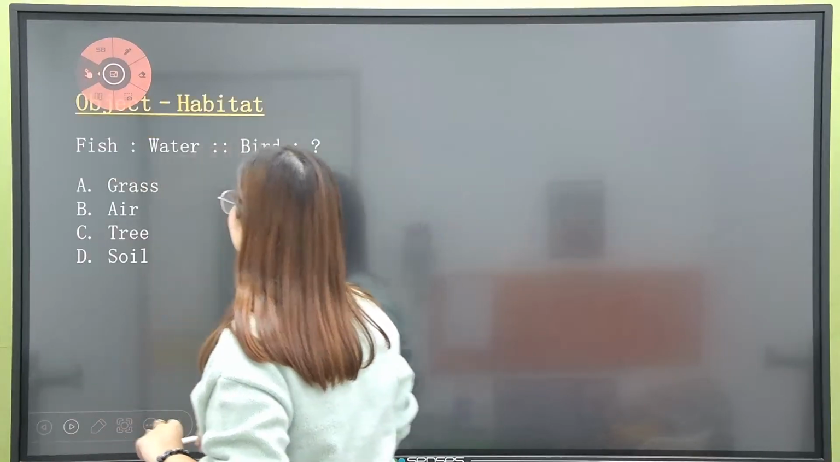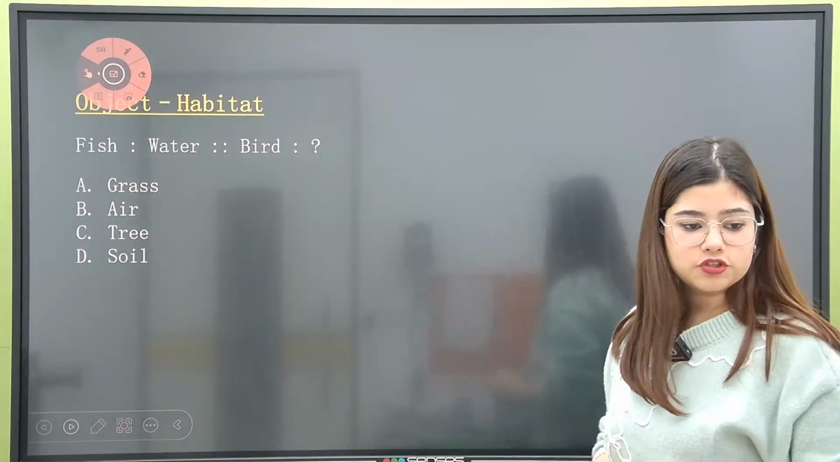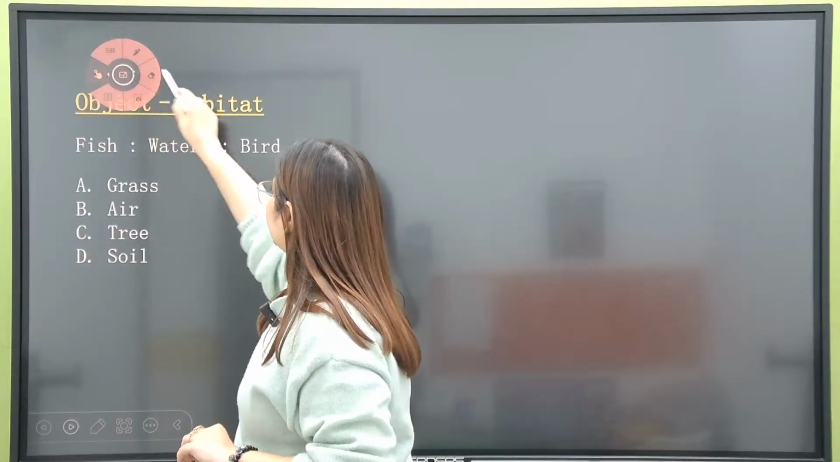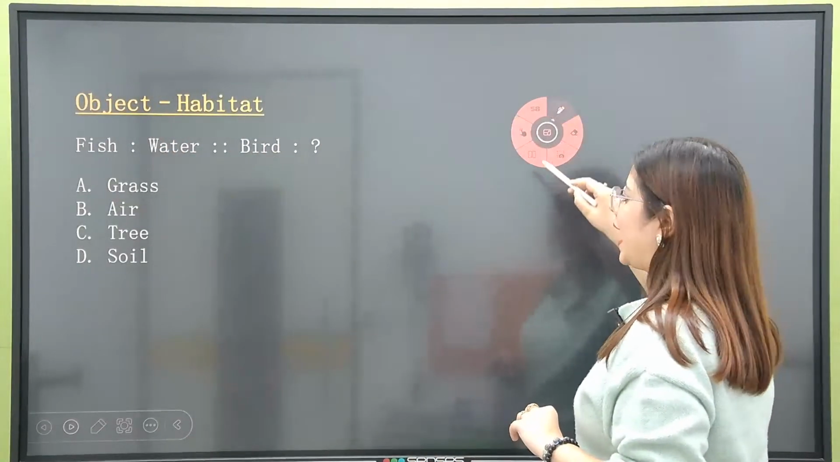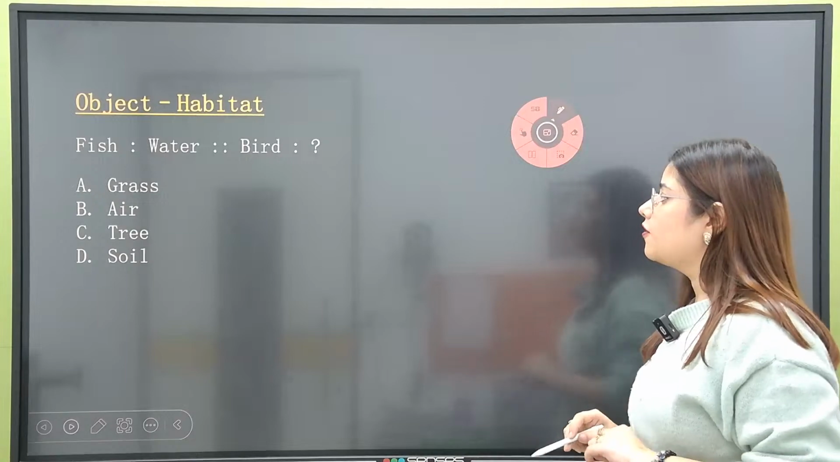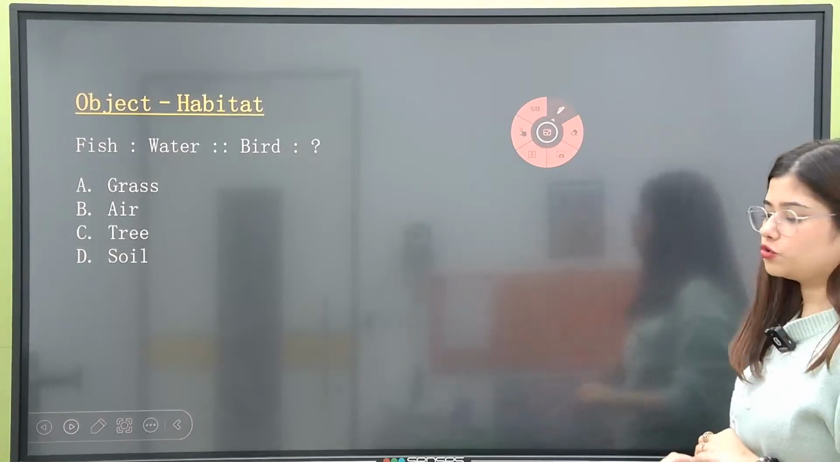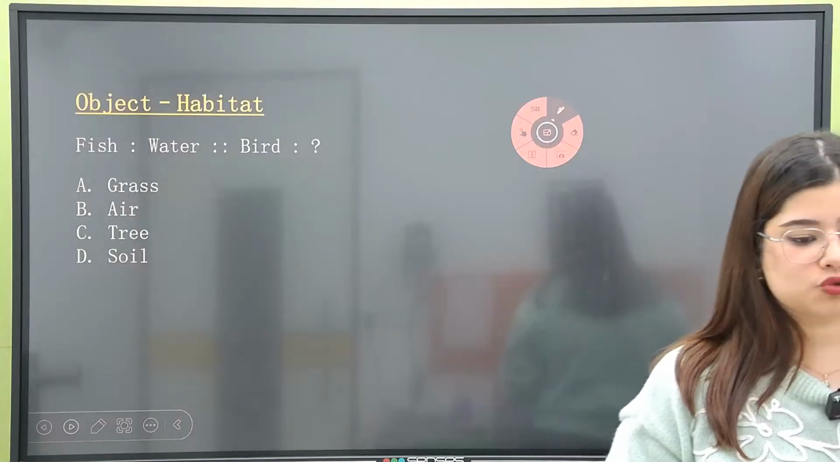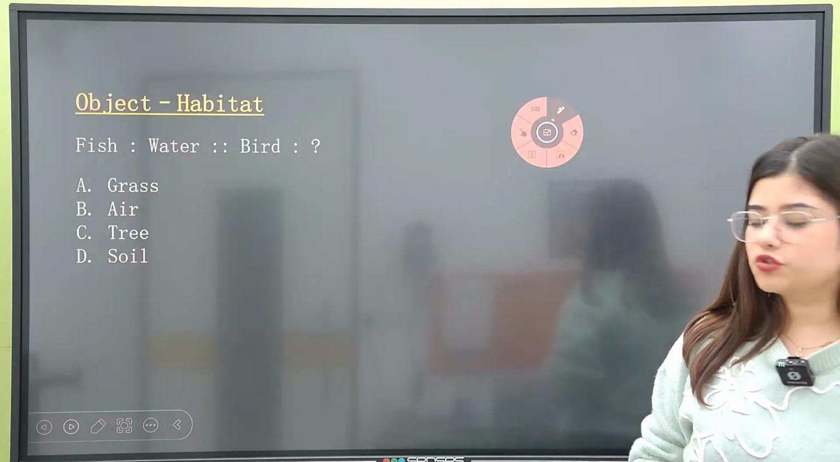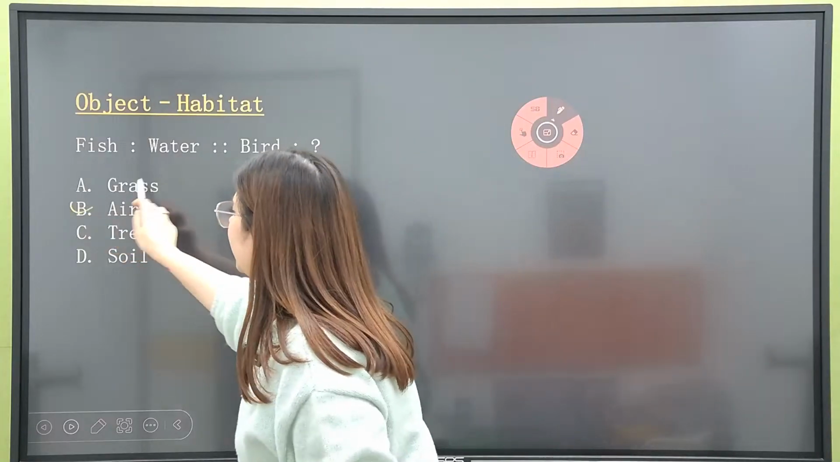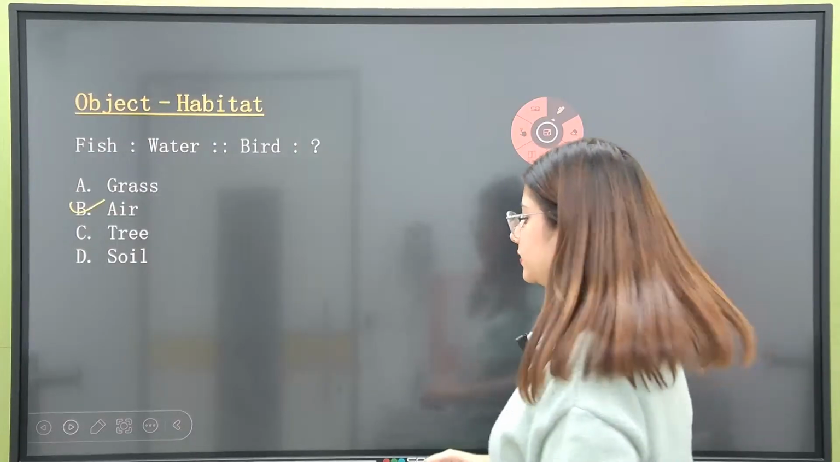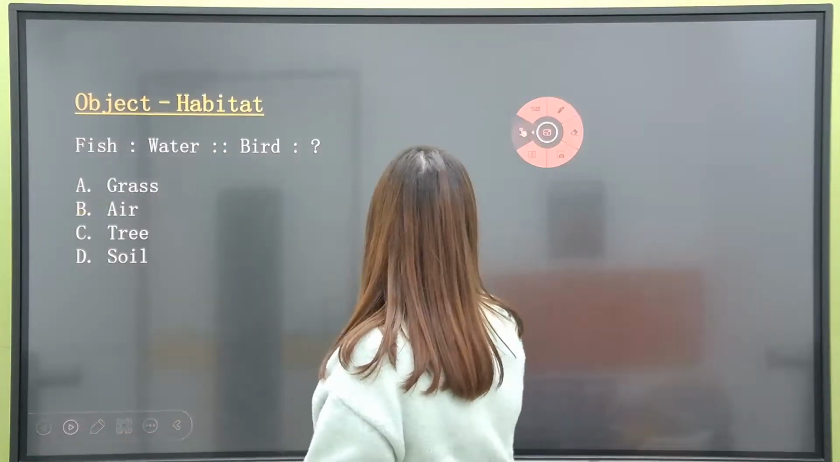If we look at the next relationship, object habitat or animal habitat. Fish is to water, such as bird is to. Grass, air, tree, soil. Air would be the correct answer. So this could be another relationship.